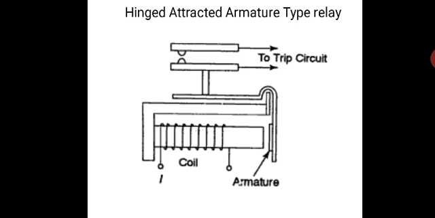In the hinged armature type relay, the coil is wound on the core and the armature is connected with this coil circuit, and this is connected to the trip circuit. Whenever current I flows into the coil, flux will be produced. Then the armature gets attracted to this portion and the trip circuit will close and isolate the faulty section from the healthy section.